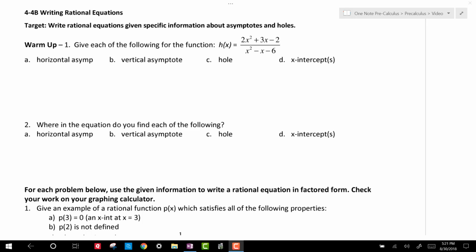The first thing I'm going to do, before I factor, is look at my horizontal asymptote. I have a situation where the degree of the numerator is the same as the degree of the denominator, so all I do is divide 2x squared by x squared, and I get y equals 2. My vertical asymptote, and if there is a hole, will have to come after I factor. So I'm going to factor the numerator and get 2x minus 1 times x plus 2.